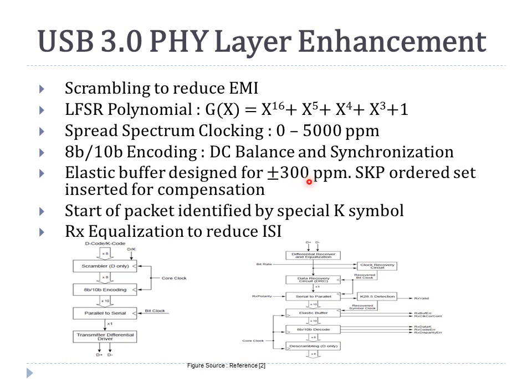It is designed for 300 ppm, and if spread spectrum clocking is employed, the clock can vary from 0 to 5000 ppm. So certain redundant data called skip ordered sets are inserted for compensating the frequency difference between the transmitter and receiver.